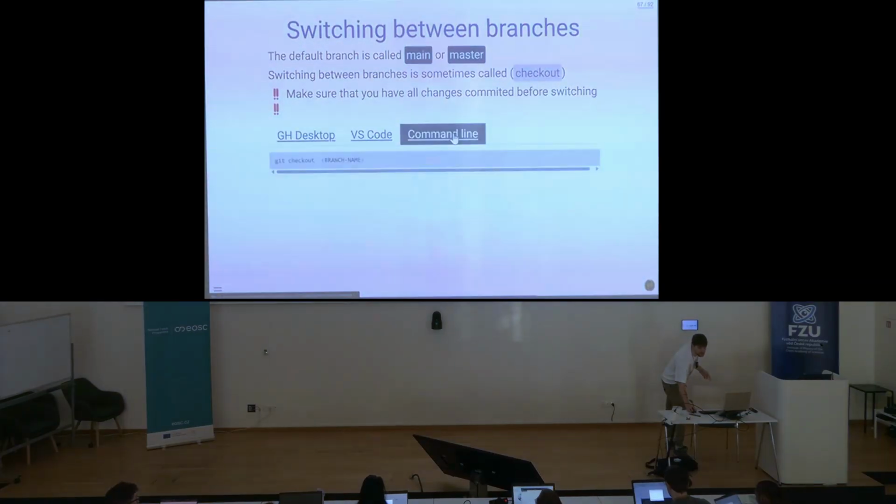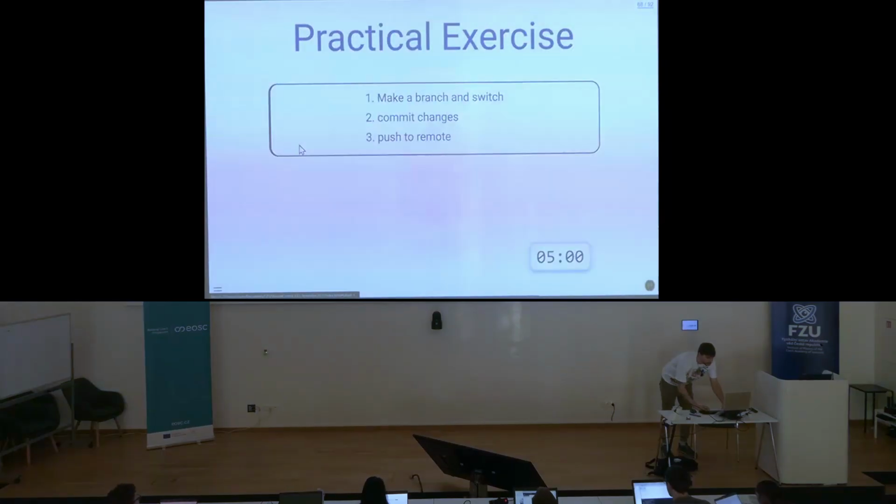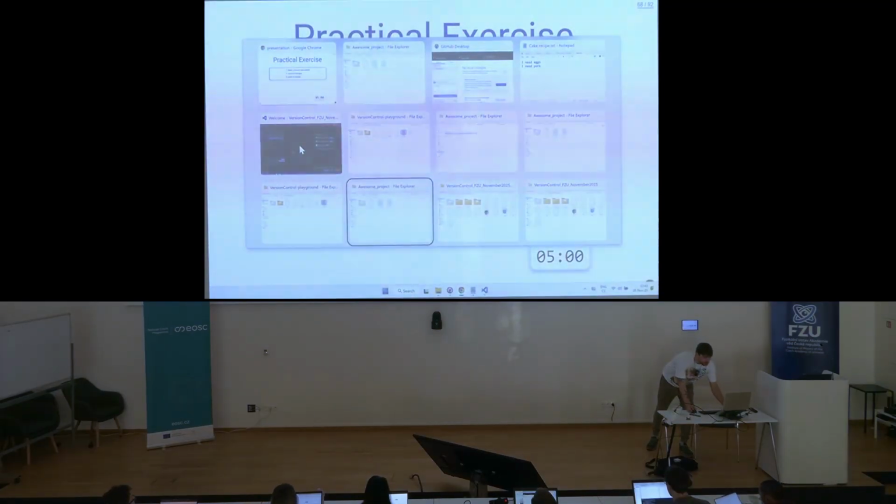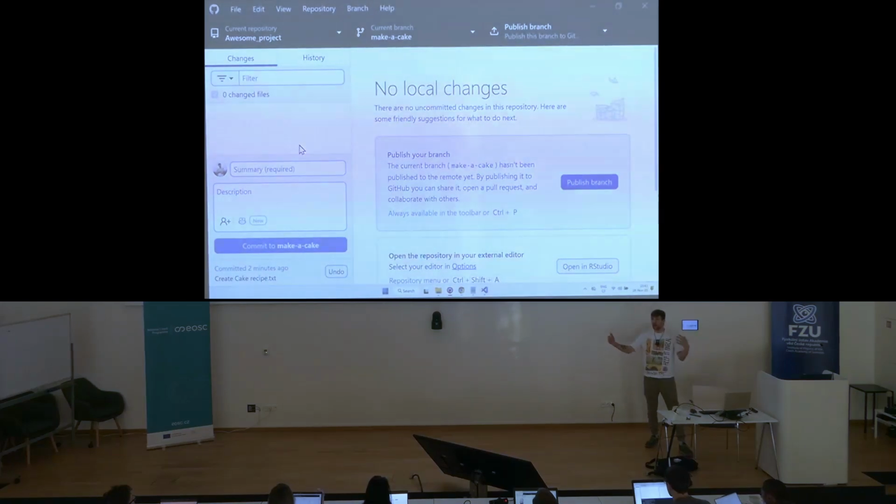Again, we see the switching. If you use the command line, git checkout and the name of the branch, you can switch between the branches the same way. I think now it's time for you to make a branch, switch it, commit changes, and push it. Same with commits, branches only live on my local. I now need to actually push this branch to GitHub.